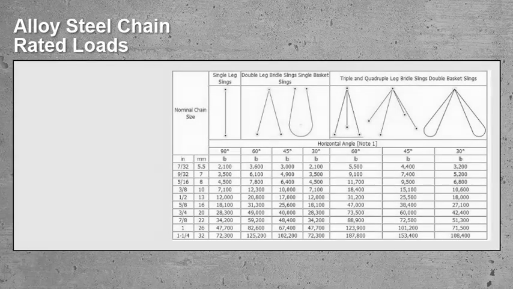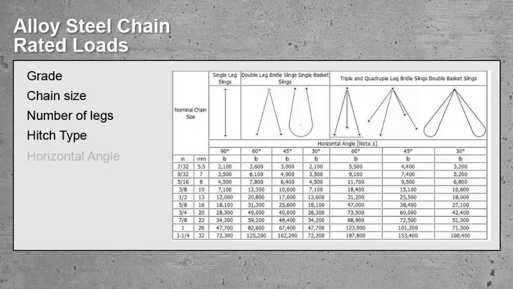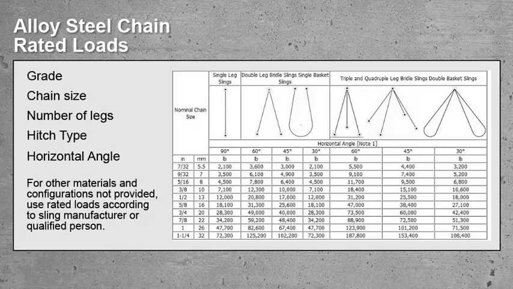The rated load is dependent on the grade, chain size, number of legs, hitch type, and horizontal angle. The table provided by OSHA for grade 80 alloy steel chain slings, vertical and bridle hitches. OSHA also provides tables for grade 100 vertical and bridle hitches, and grade 80 and 100 for choker hitches. For other materials and configurations that are not provided, use rated loads according to the sling manufacturer or qualified person.